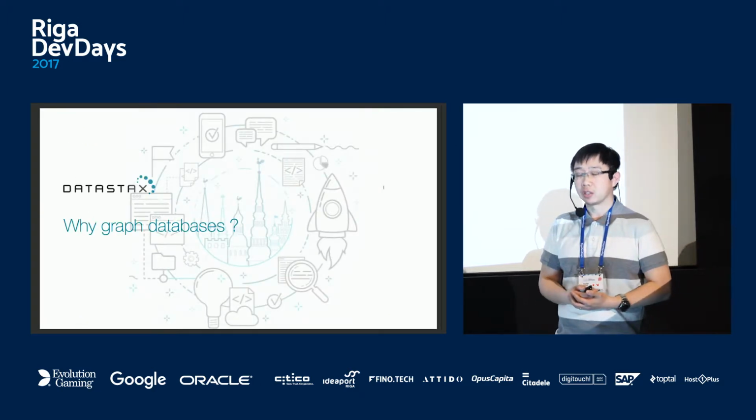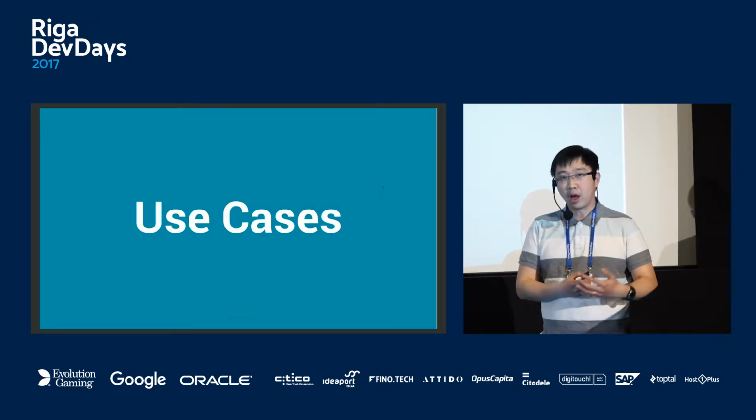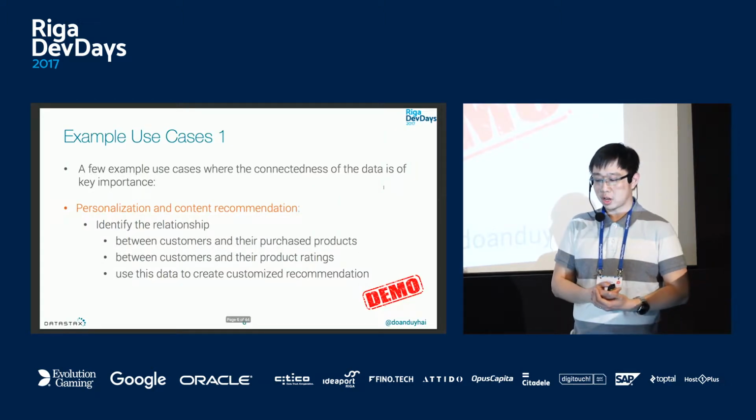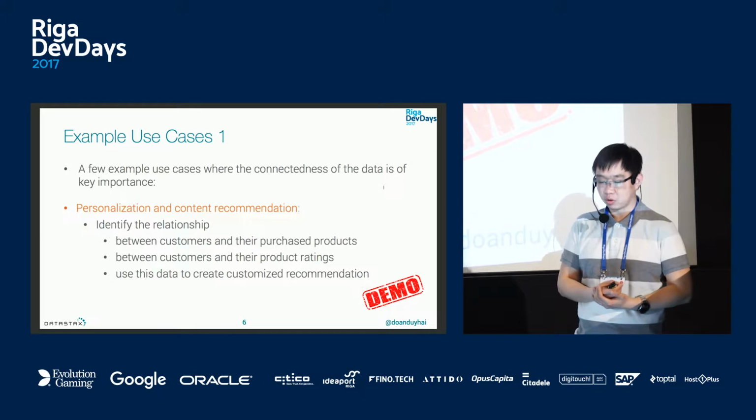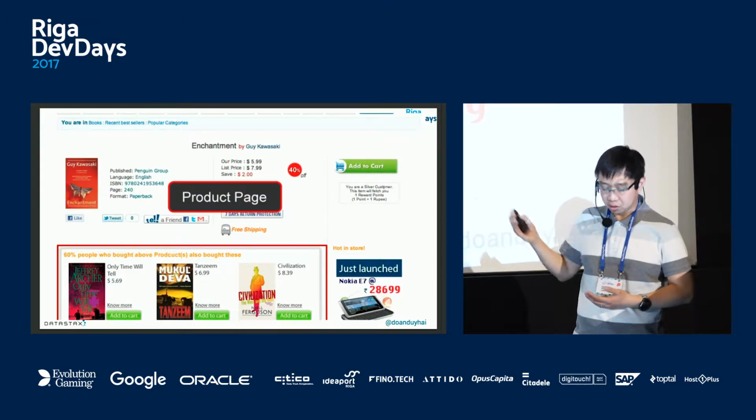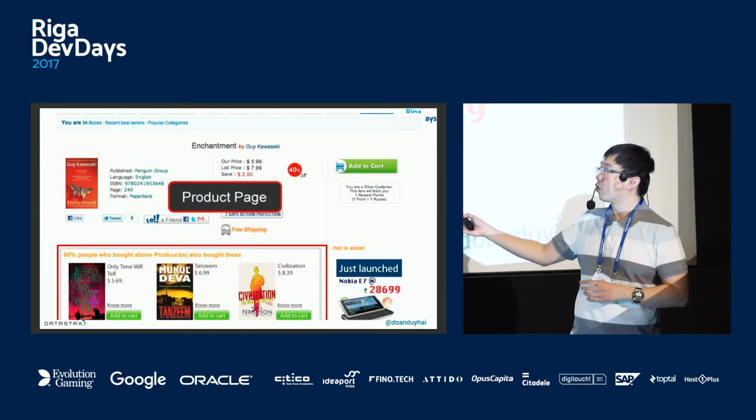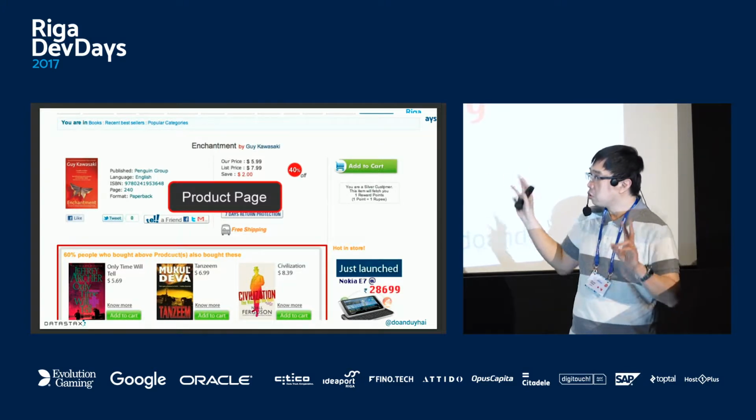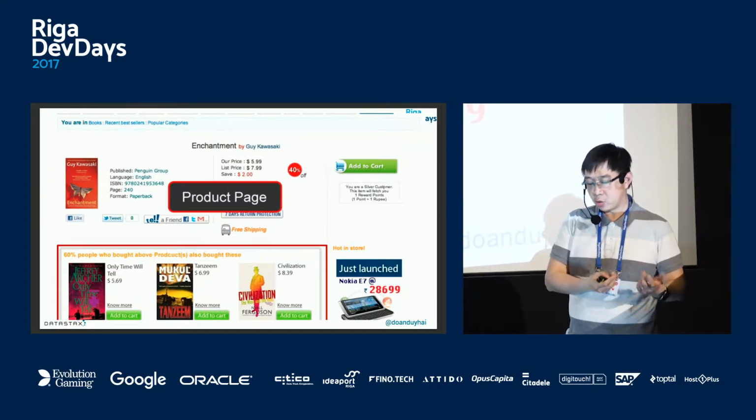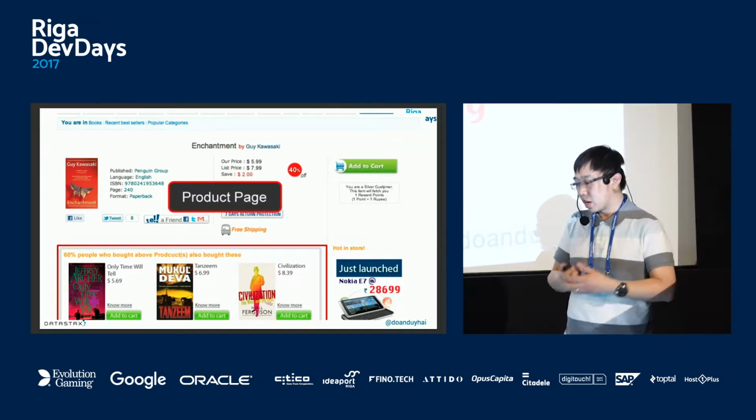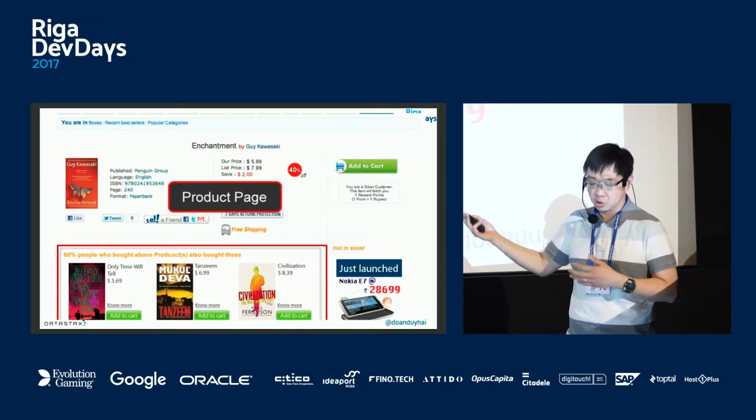So why graph database? I want first to highlight the use cases of graph databases. The first use case where a graph database can be useful is personalization and recommendation engines. Imagine you are buying a book on Amazon or whatever. On the bottom of the page, sometimes you are proposed some related books, the books that should make you happy. For example, if you are buying a book about science fiction, the website will propose you some other science fiction books, and so on.